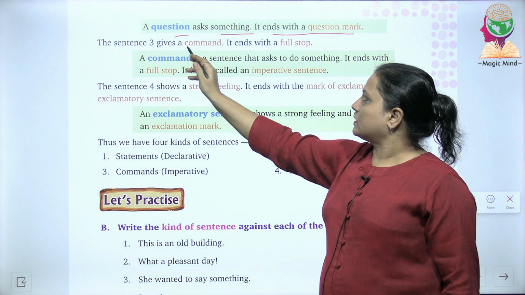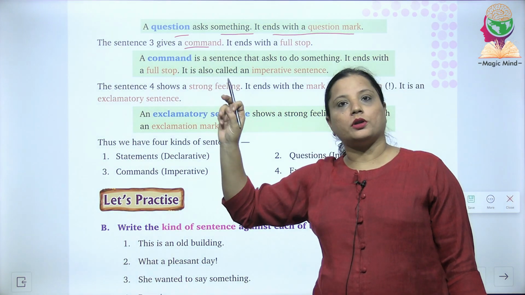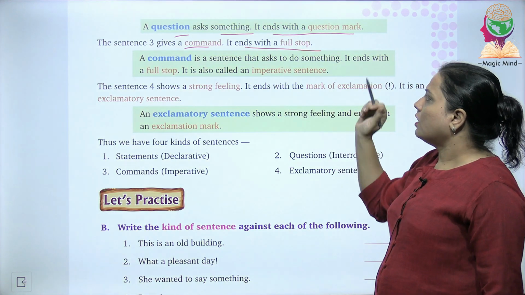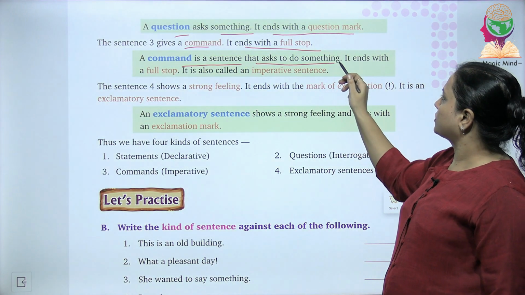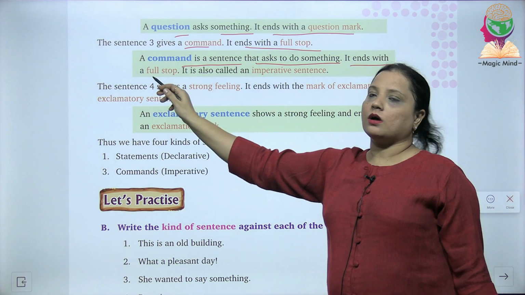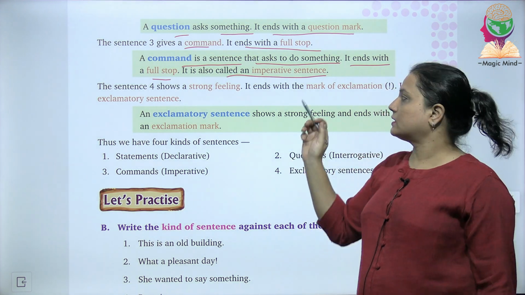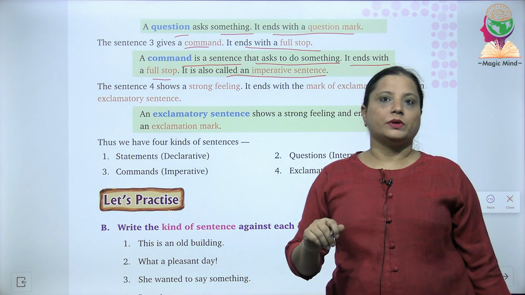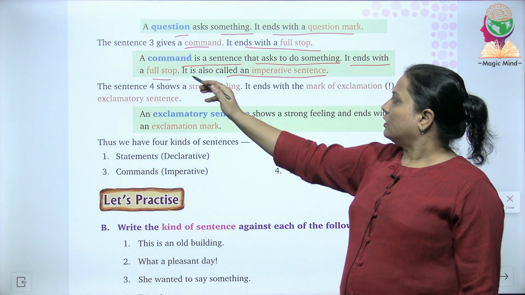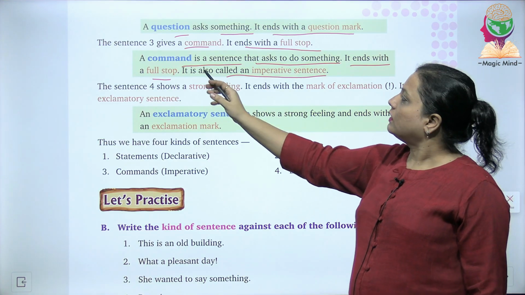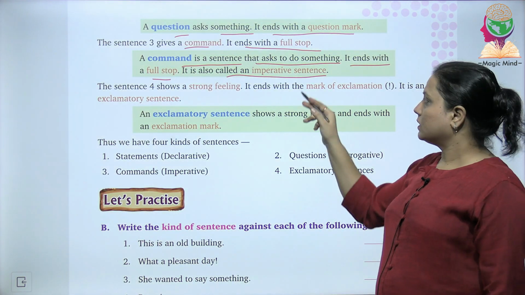The sentence 3 gives a command. The sentence 3 was sit down, so that means it was a command or an order given to someone. It ends with a full stop. A command is a sentence that asks to do something. It ends with a full stop and it is also called an imperative sentence. The first one was the statement. The second one with the question mark was an interrogative sentence, and the third one, the command, is known as the imperative sentence.